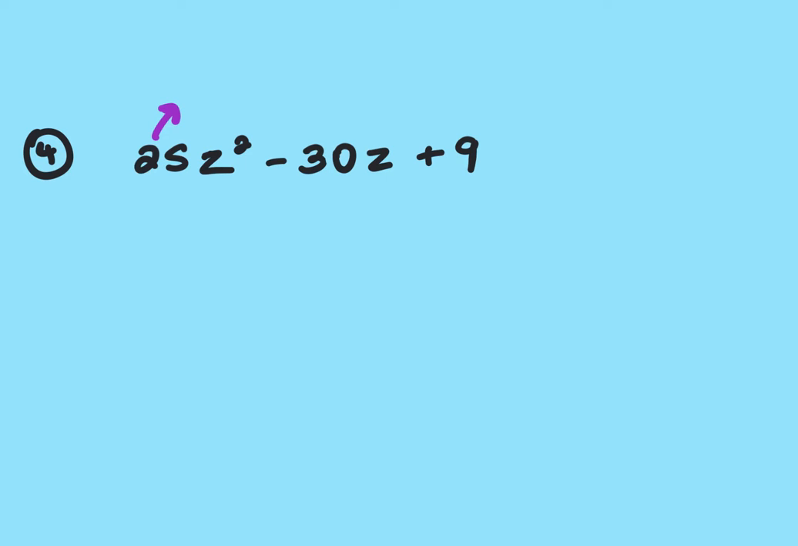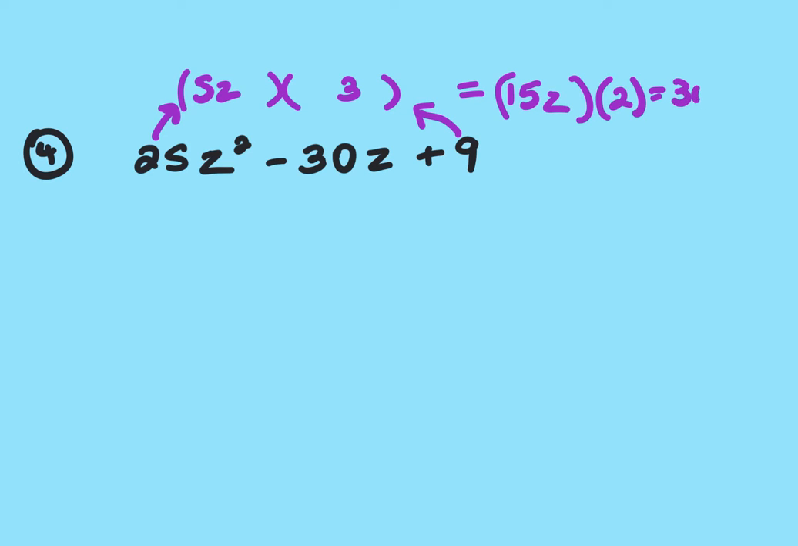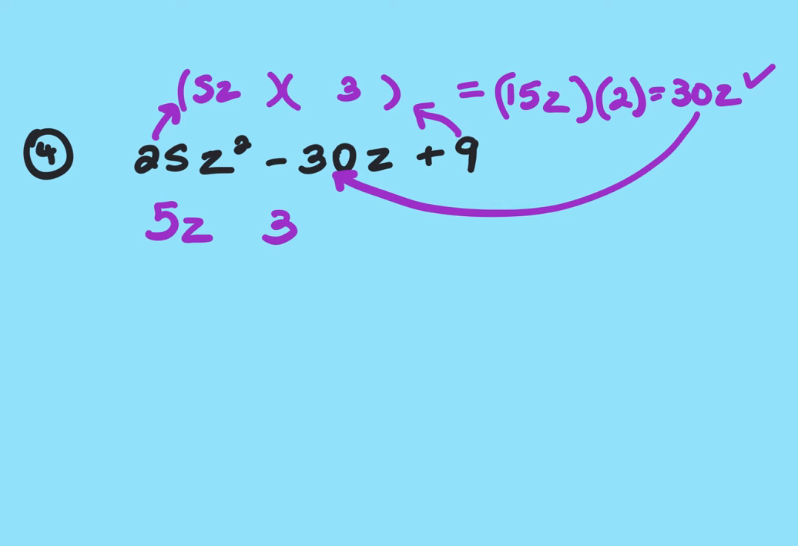So I would square root 25z squared, and I get 5z. I would square root the 9, and I would get 3. Multiply those together, I get 15z, and then double that product, and I get 30z. If that matches your middle term, ignoring the sign, then this passes my perfect square trinomial test. And then I factor it. I square root the first term, I square root the last term, I take the sign from the middle, I put it in the parentheses, and square it.